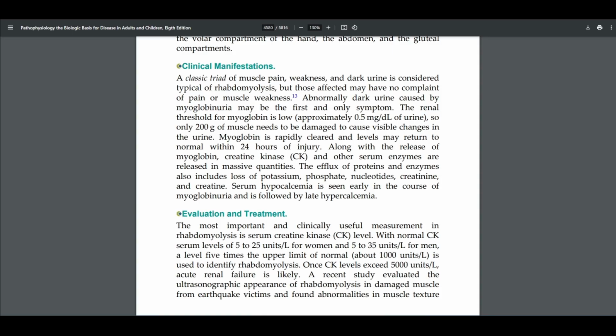Along with the release of myoglobin, creatine kinase and other serum enzymes are released in massive quantities. The efflux of proteins and enzymes also includes the loss of potassium, phosphate, nucleotides, creatinine, and creatine. Serum hypocalcemia is seen early in the course of myoglobinuria and is followed by late hypercalcemia.